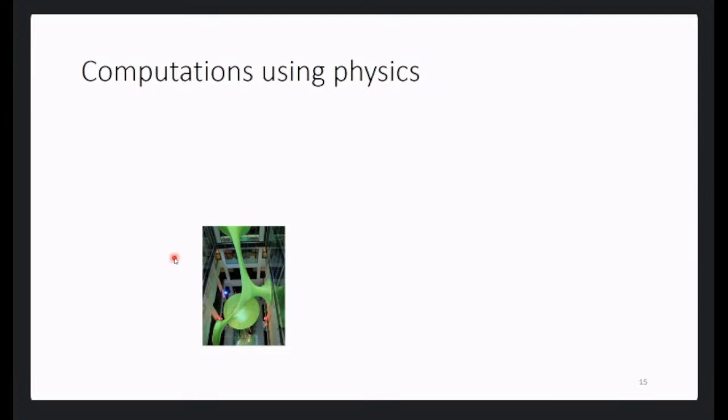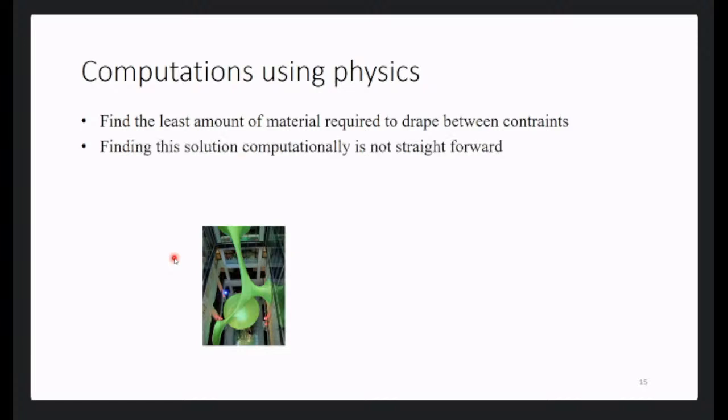Now, the problem is simple to state, but it's not very easy to visualize or solve, especially if the geometry is complex. So the problem is to find the least amount of material required to drape between the constraints. And as you can imagine, the solution is not computationally straightforward.